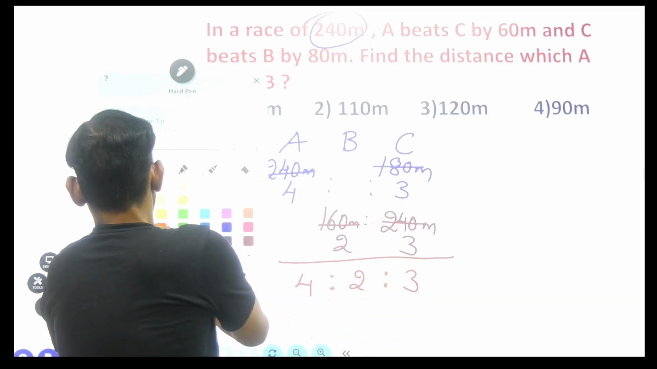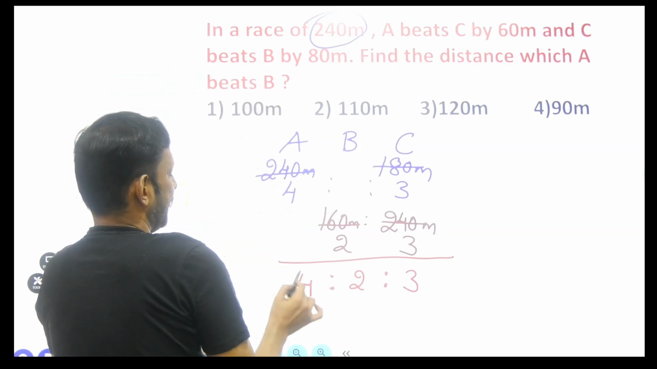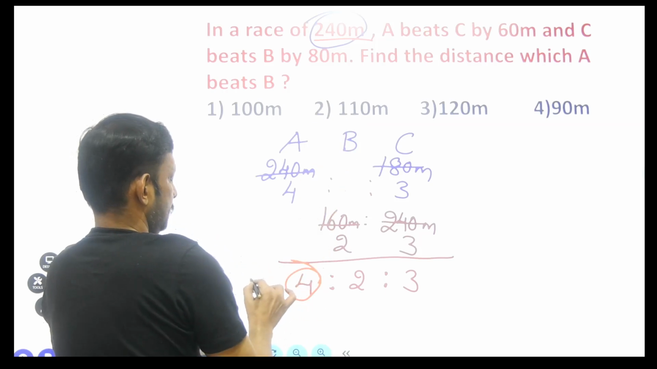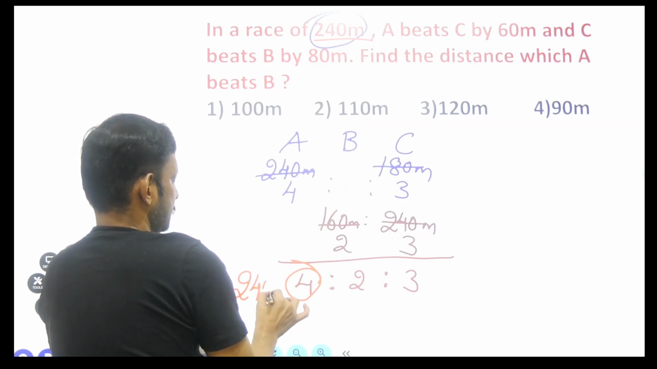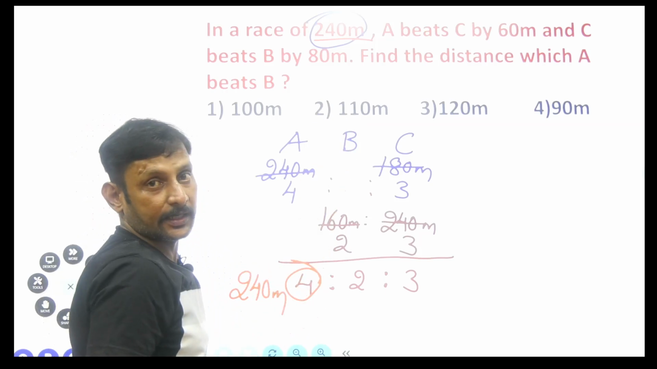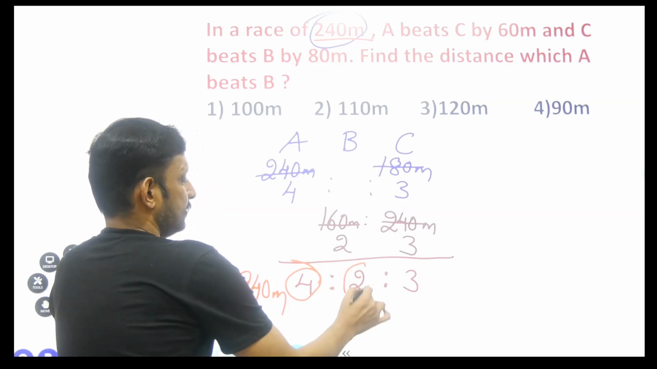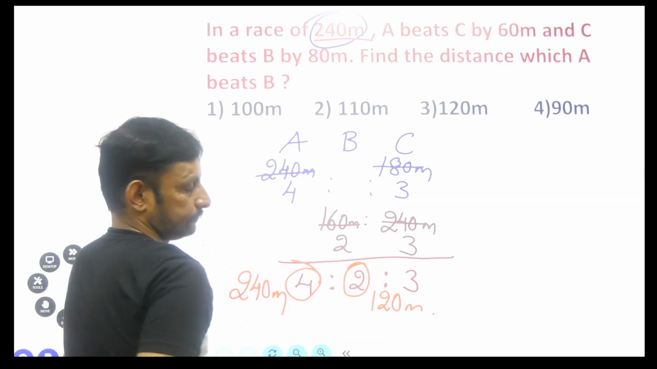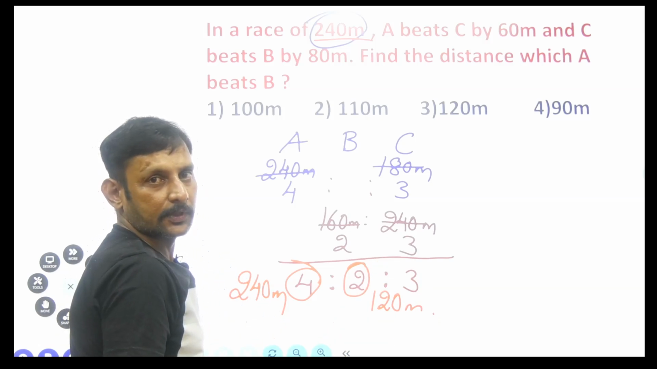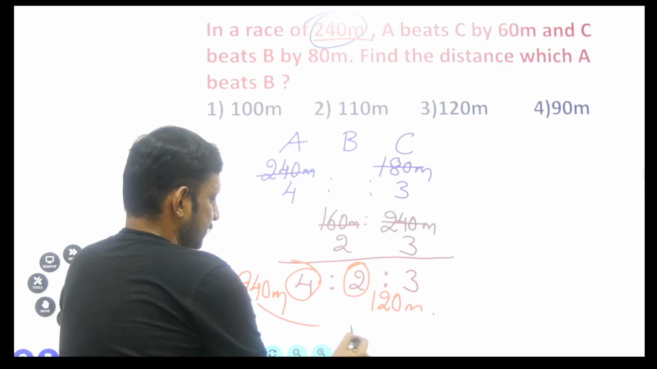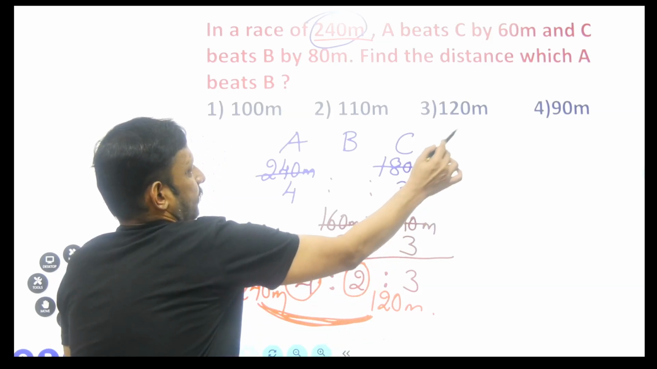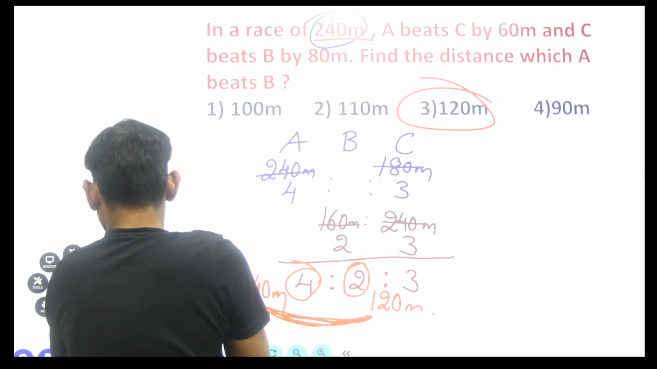Who won the race? A won the race and beats B. If A won the race, he has to complete the 240 meters. 4 parts is given as 240 meters. Then half of that, 2 parts, is half of 240, 120 meters. Okay. Now what is the difference between these two? That is the required answer. So you can go with the third option.